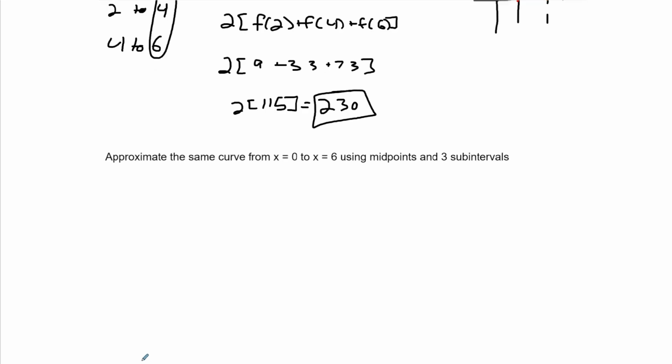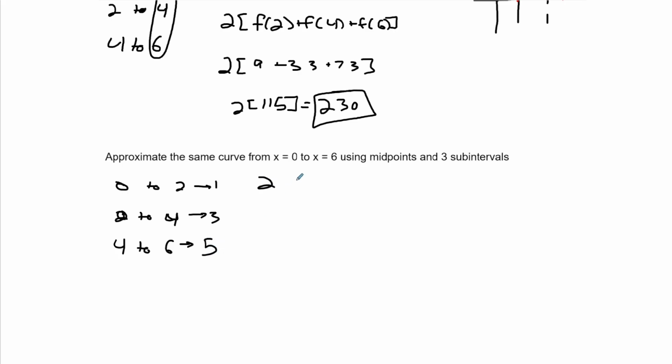Okay, so when we use midpoints, it's going to be the same process, but instead we're going to use the middle, right? So if again we have these 3 subintervals, so we have 0 to 2, and then we have 2 to 4, right? And then we have 4 to 6, right? We're going to pick the middles, right? So the middle of 0 to 2 is 1, the middle of 2 to 4 is going to be 3, and the middle of 4 to 6 is going to be 5.